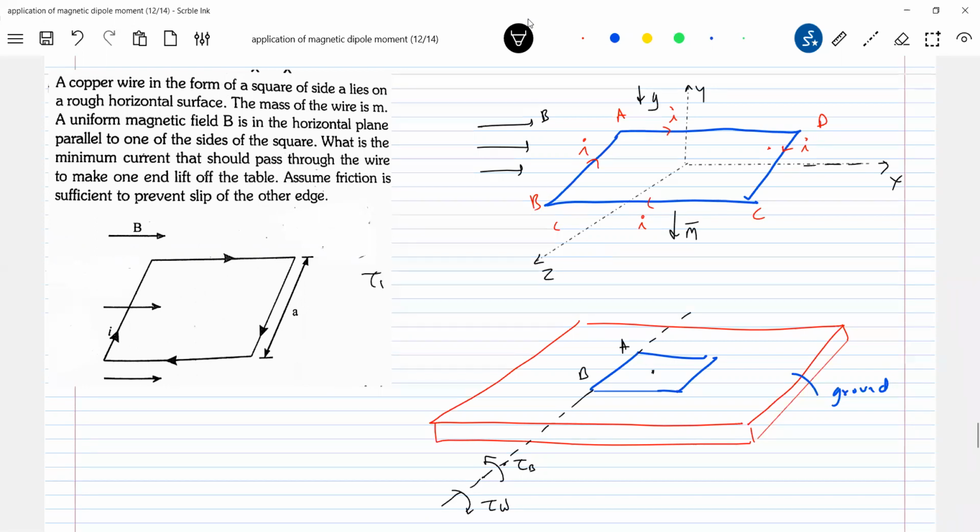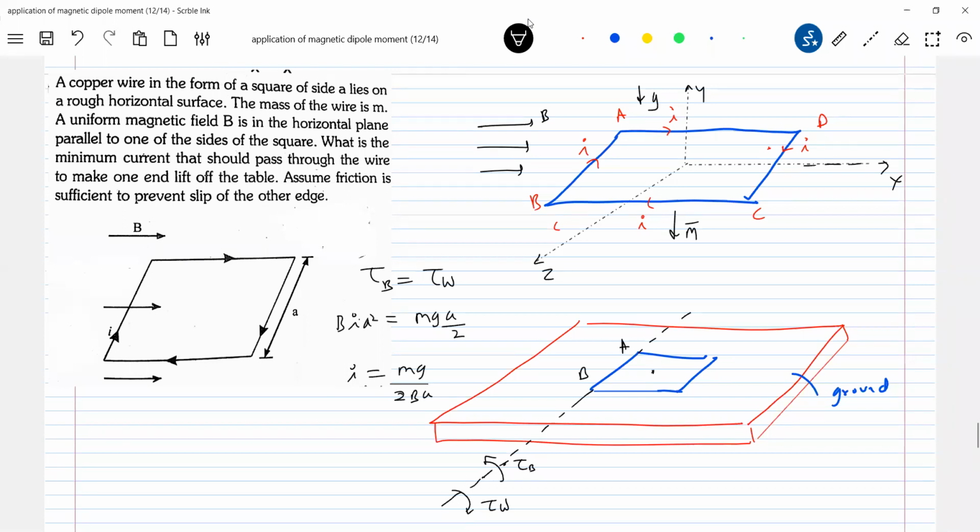So torque due to dipole moment equals torque due to weight. Torque due to dipole moment should be I into a square times B. It should equal the torque due to weight, mg into a by 2. So B I a square, and one a will get cancelled. So I is equal to mg by 2Ba. If the current is greater than mg by 2Ba, it is going to tip about AB.